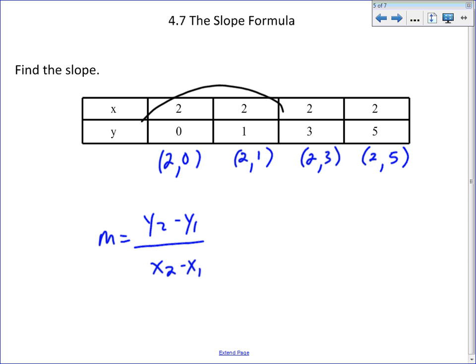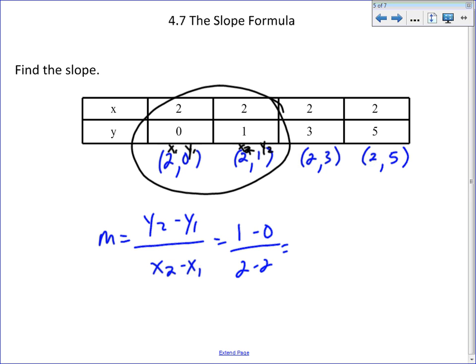And so if we just take this first pair, all we need is just 2 ordered pairs. This would be our x1, y1, x2, y2. So we have 1 minus 0 over 2 minus 2, which would give us 1 over 0.